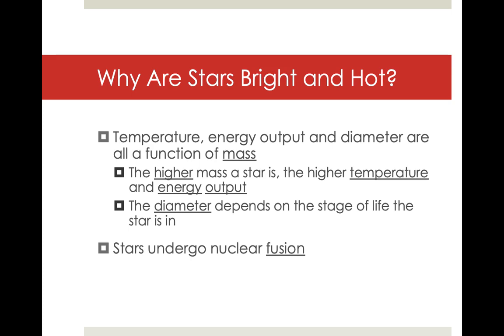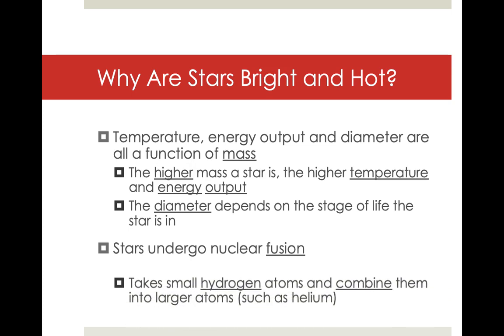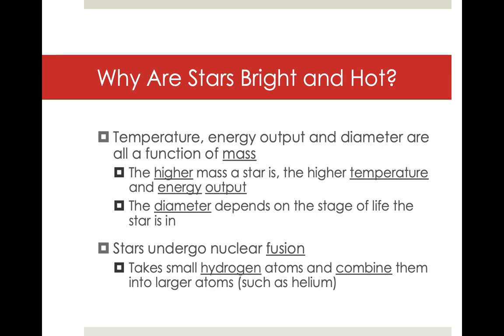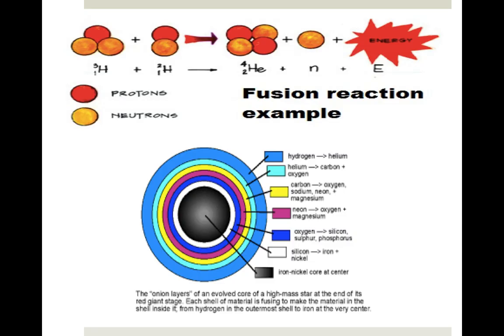Well, they undergo a chemical process called nuclear fission. And what happens during nuclear fission is that the nuclei of atoms are fused together. They are squeezed and squeezed so much until they are actually put together into the same nucleus. What it does in the case of our sun and other stars is it takes very small hydrogen atoms and squeezes them together into larger atoms such as helium. Here's a depiction of a fusion process. Here we have two hydrogen atoms combining into a larger helium atom and energy being released as a result.